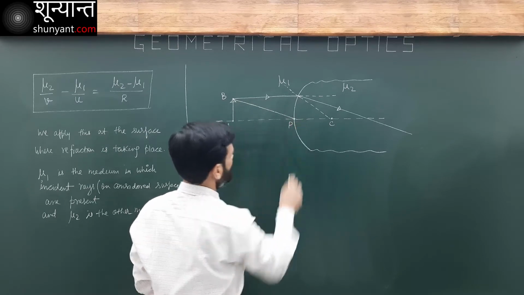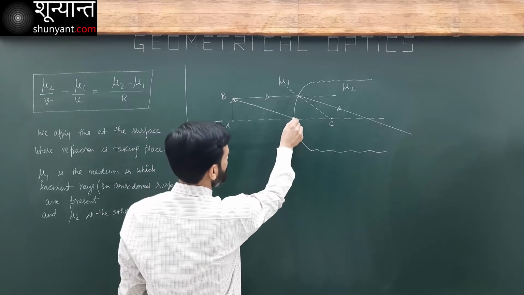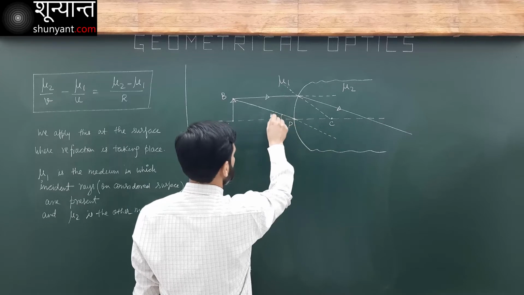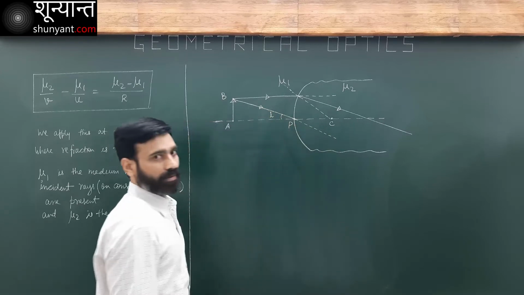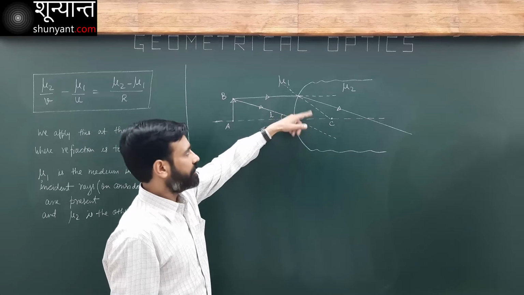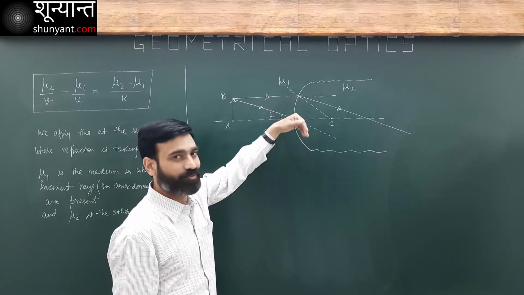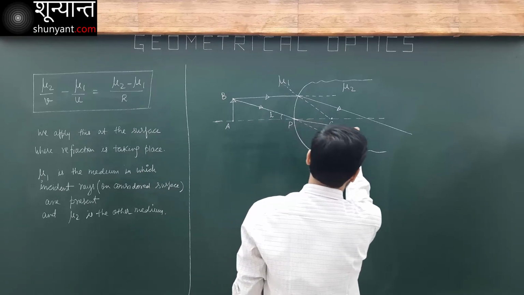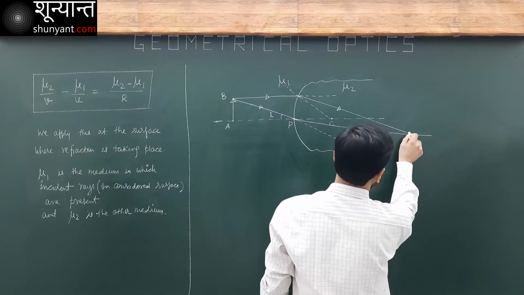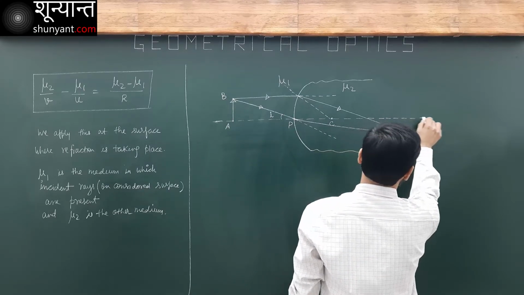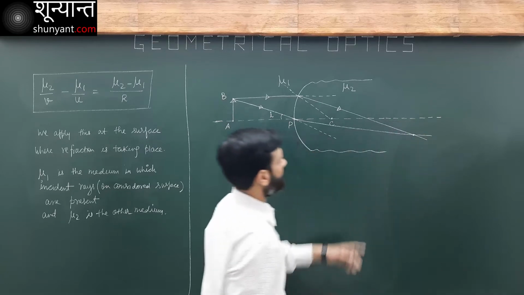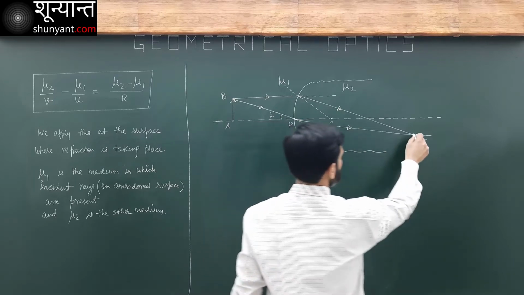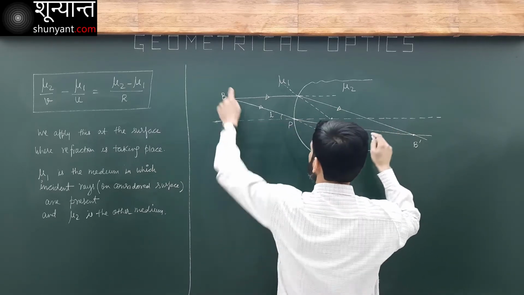At this point, refraction is going to happen. This is the original direction. This angle is i. Now this is going to bend. The earlier ray was bending towards the normal, so this will also bend towards the normal. It is going to bend like this and go and meet here. At this point, both refracted light rays meet. That means this is the image of point B, B dash.